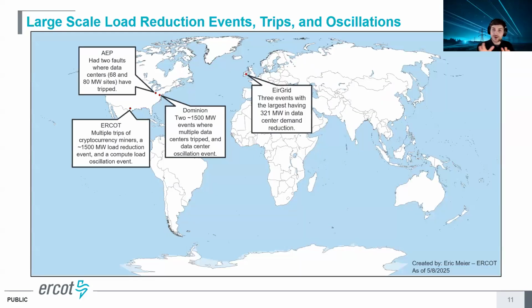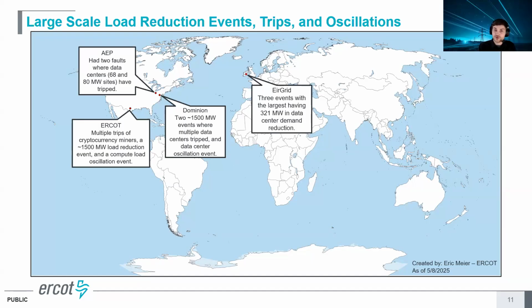So we're going to talk a little bit about some of the large load events that we've seen across the system now. Across the world, there have been several. So there's a Dominion event where there was a 1500 and an 1800 megawatt event where data centers tripped, and there's also been data center oscillation events.